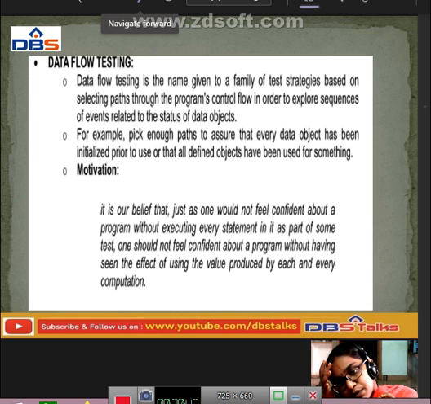Why? Because we use the value produced by each and every computation. It should be our belief that one would not feel confident about the program without executing every statement in it as a part of some test, and one should not feel confident about the program without having seen the effect of using the value produced by each and every computation. Okay, this is about data flow testing.